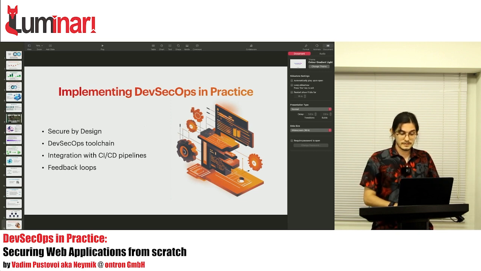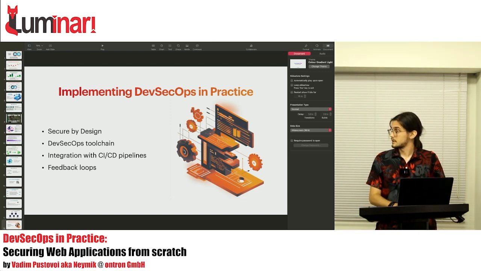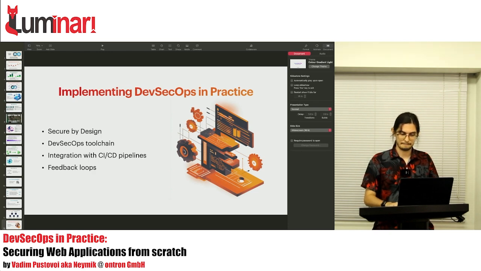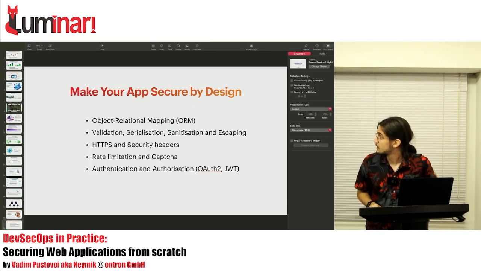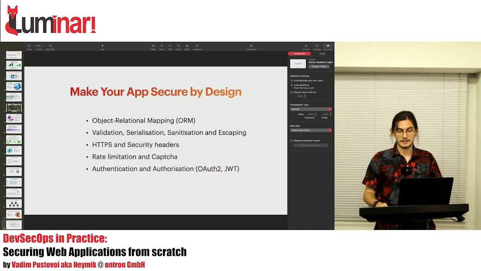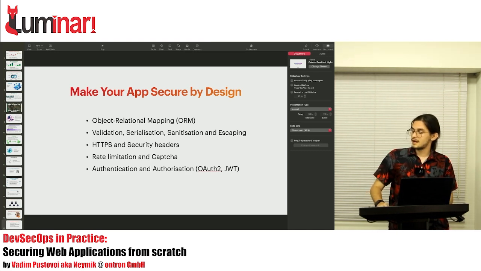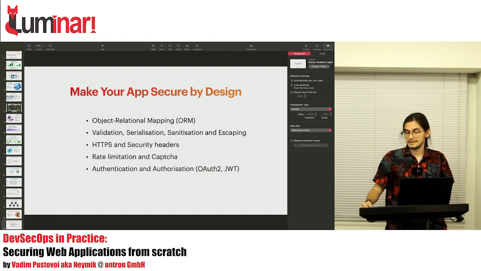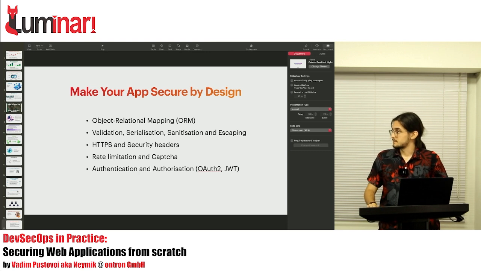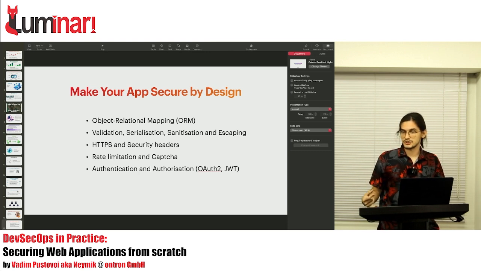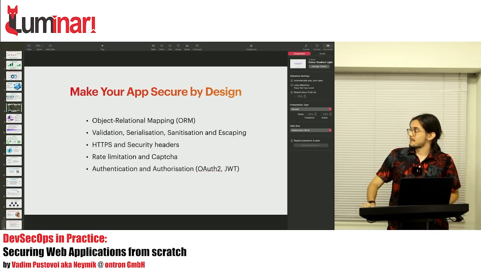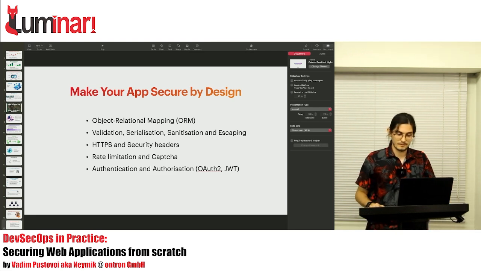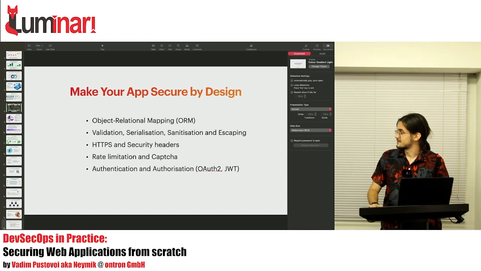Let's dive into how we can implement DevSecOps in practice. The thing I like the most is making apps secure by design. There are a lot of approaches to how to do that, and that involves a lot of planning. So you could make the architecture of an application in a way that it cannot be hacked easily, but there are always ways to deal with it somehow.